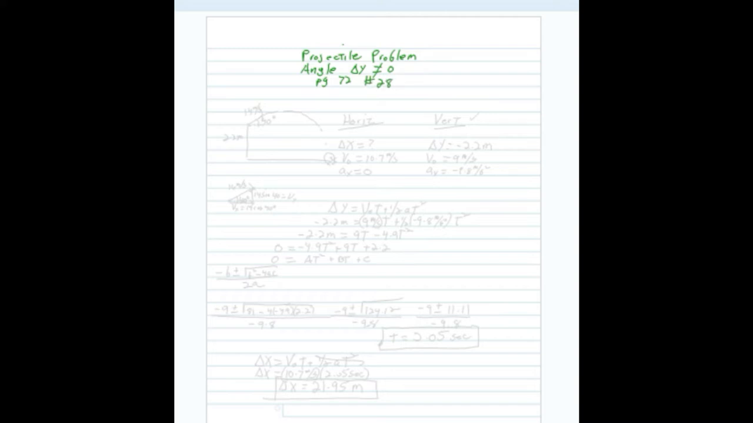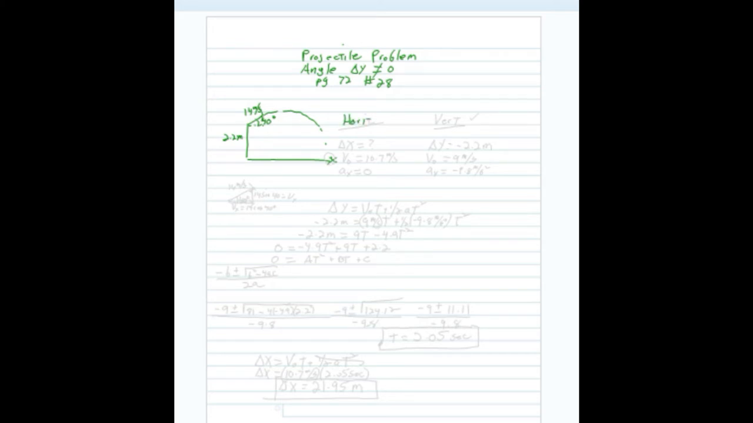It says, a shot putter throws the shot with an initial speed of 14 meters per second at an angle of 40 degrees to the horizontal. Calculate the horizontal distance traveled by the shot if it leaves the athlete's hand at a height of 2.2 meters above the ground. So the athlete's throwing the thing at a 40-degree angle this way at 14 meters per second, and this height is 2.2 meters, but it goes and hits the ground this way. So delta y is not 0 here because it starts at a different height than it ended.